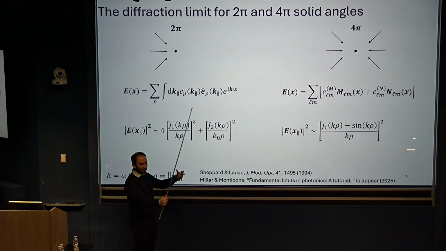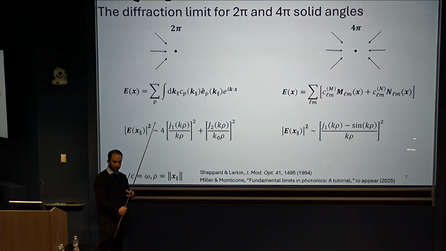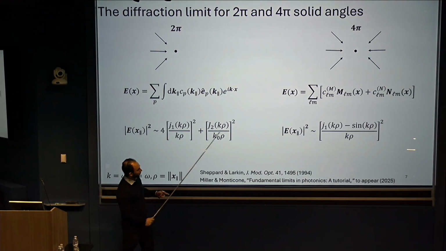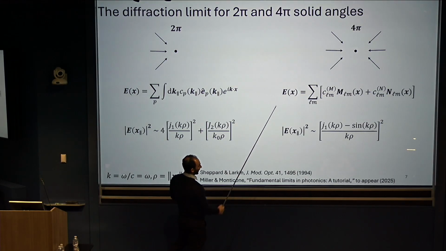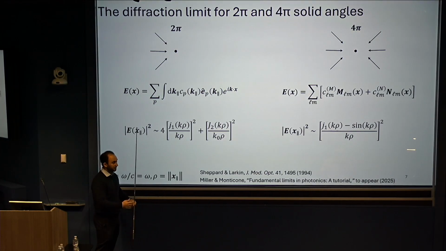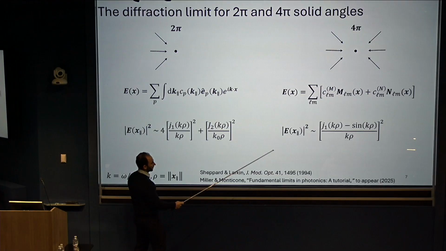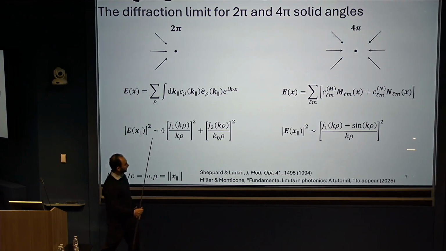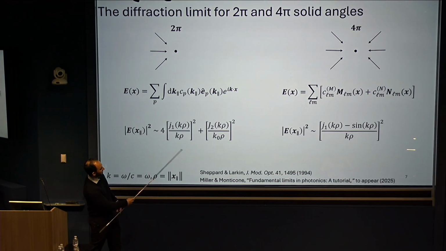When you go to 4 pi aperture, the more natural basis is vector spherical waves. In that case, it's remarkably simple. If you align your polarizations and your origin correctly, there's only one vector spherical wave that has any amplitude in the desired polarization at the origin. So the optimal thing to do is just excite that vector spherical wave. This was worked out by Sheppard in '94, and you get an intensity that looks like this. One thing you might immediately notice is there's some different signs here.